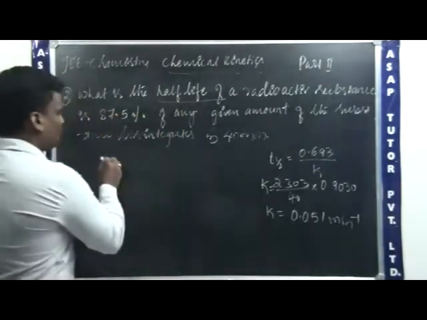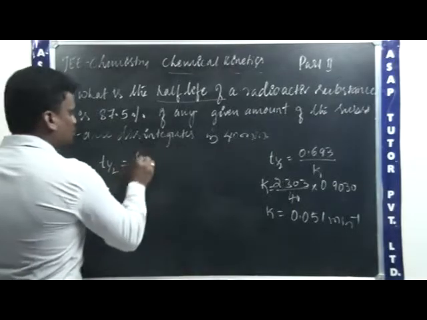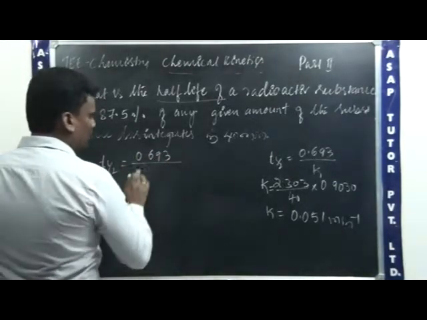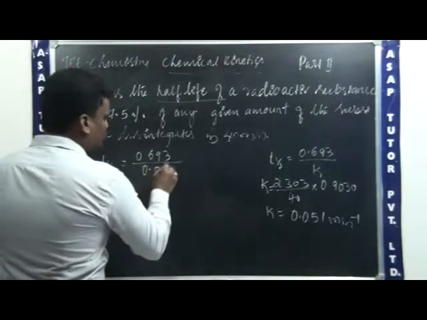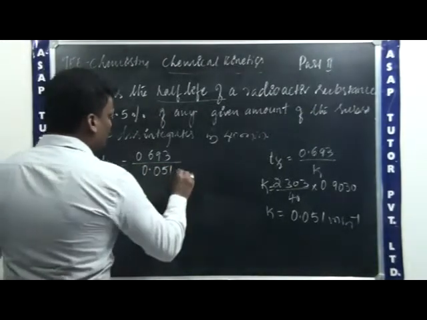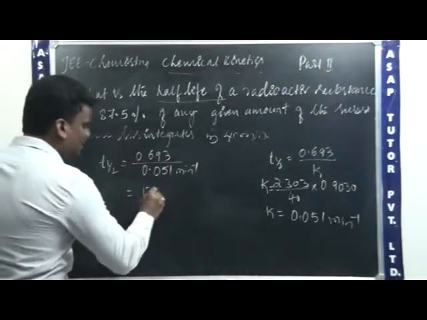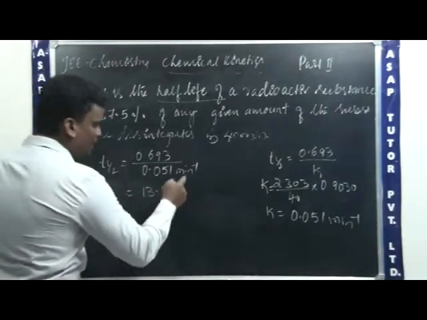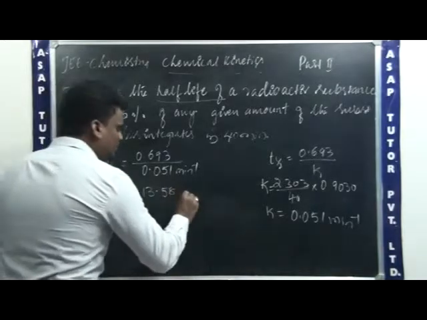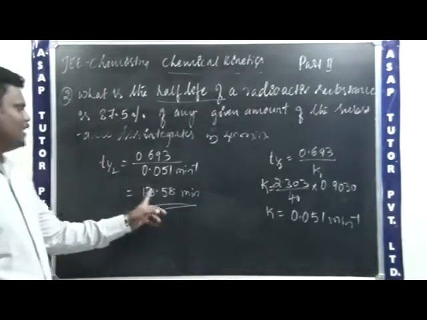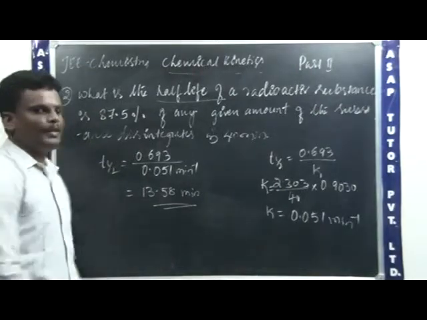Now I need to find the value of T half. T half is equal to 0.693 divided by the K value. K is 0.051 minute inverse. If we simplify the value, we get the answer 13.58. Minute inverse comes to the numerator, meaning it becomes minutes. It will take 13.58 minutes of half-life period.